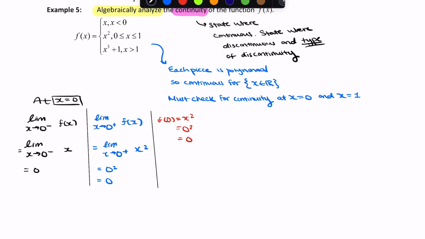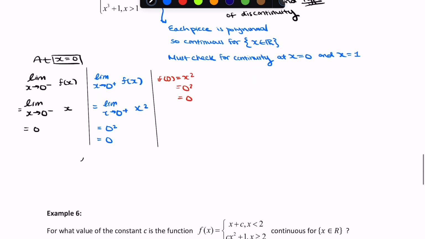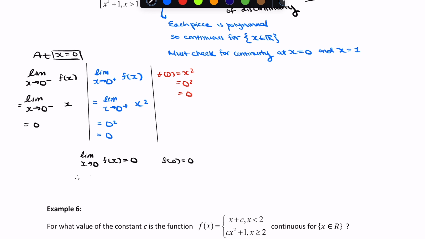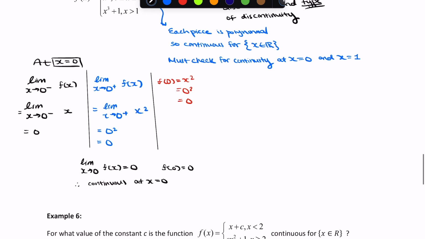So we can write that formally here. The limit as x approaches 0 of f of x is equal to 0, and f of 0 is also equal to 0. Therefore, it is continuous at x is equal to 0. Okay, now let's look at it at x is equal to 1.